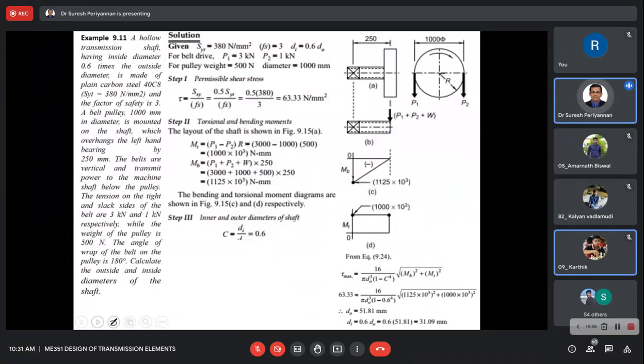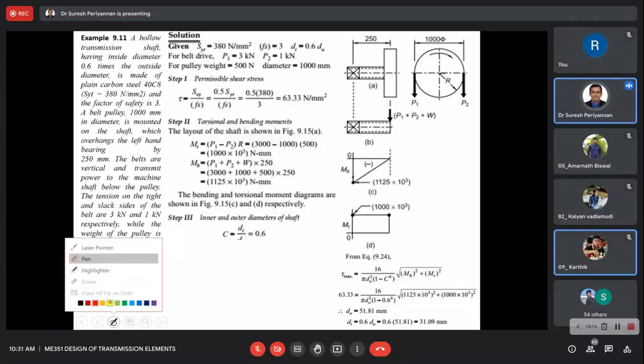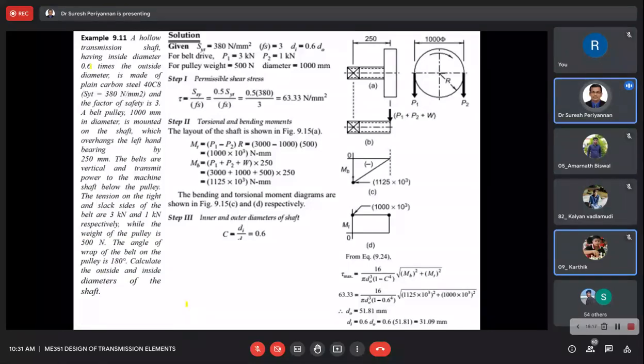Now we come to the problem. A hollow shaft, a transmission shaft, having inside diameter 0.6 times the outside diameter. 0.6 is nothing but the C value, di by d naught is equal to 0.6, and it is made of plain carbon steel 40C8, which we discussed in the earlier semester in DME. 40C8 is a material notation. SYT is equal to 380 Newton per mm squared yield strength, and the factor of safety FS is 3.